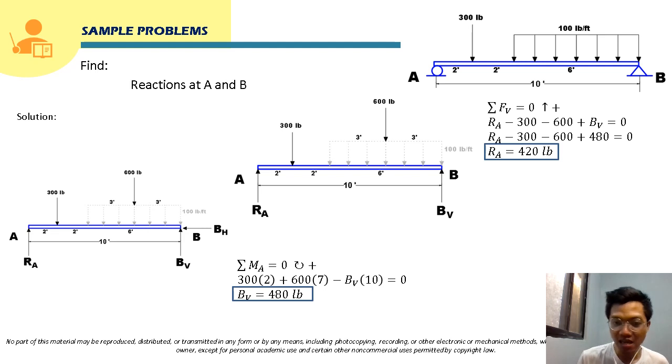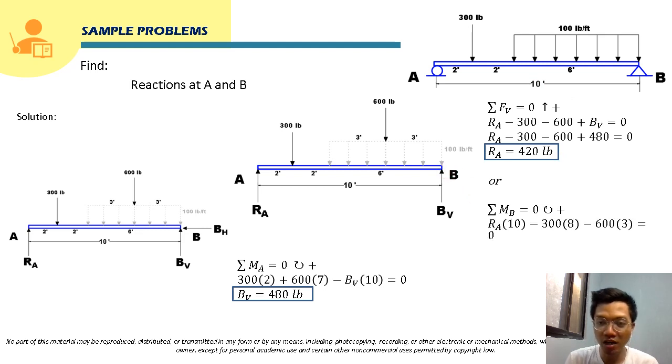So again, class, these are already the answers. But again, we can actually use another equation. Instead of using summation of forces vertical is equal to 0, we can actually use another summation of moment. So we can sum up moment at point B. Summing up moment at point B, it will just be the moment of RA about point B, that will be RA times 10.